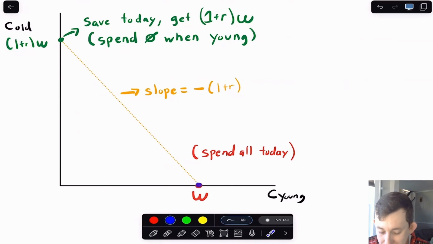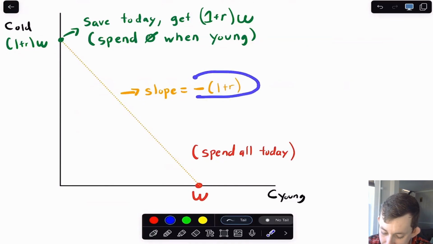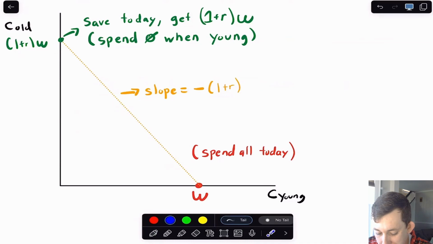And this red point right here is what happens if Bill decides to just blow all his money right now when he's young. He's going to have nothing for when he's old. He's going to spend it all today and have nothing for tomorrow. And this line is basically everything in between. Now, one thing to note about this slope is that it's just going to be negative 1 plus R, because that's the trade-off for Bill between spending today and spending tomorrow. For every dollar that he doesn't spend today, he's going to get 1 plus R dollars tomorrow in order to spend when he's old. And so we just take the negative of that, and that's the slope of this intertemporal budget constraint. Again, if that's confusing, leave a comment below, ask a question, and I'll try to help you out.